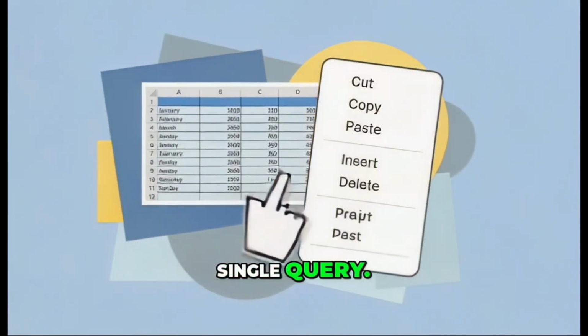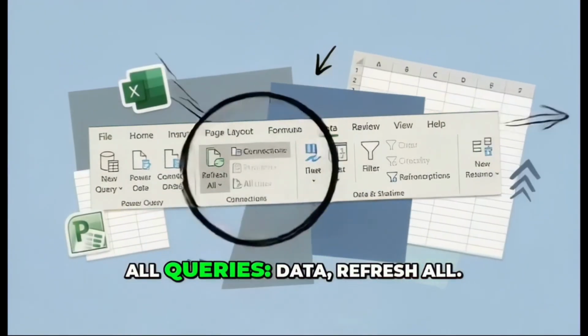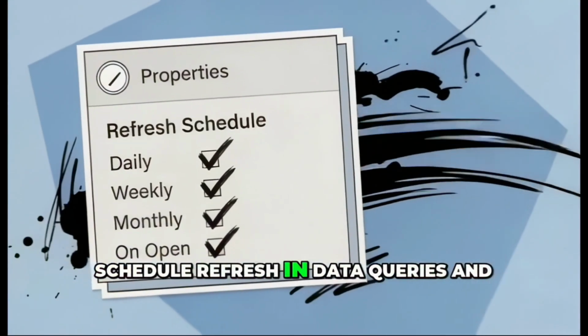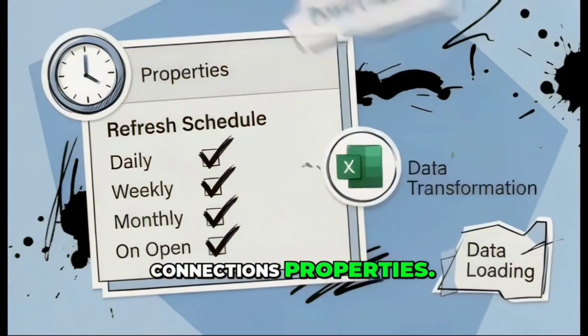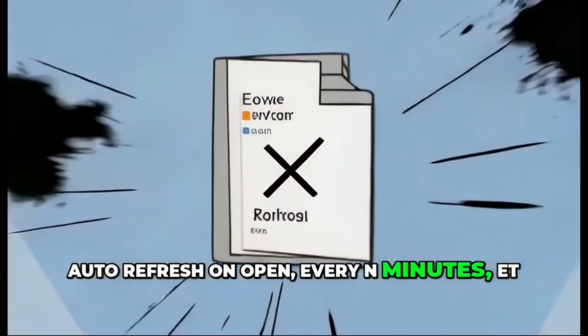Single query: right-click the table, refresh. All queries: Data, Refresh All. Schedule refresh in Data, Queries and Connections, Properties. Auto refresh on open, every n minutes, etc.